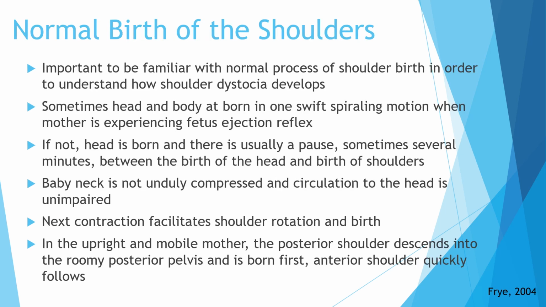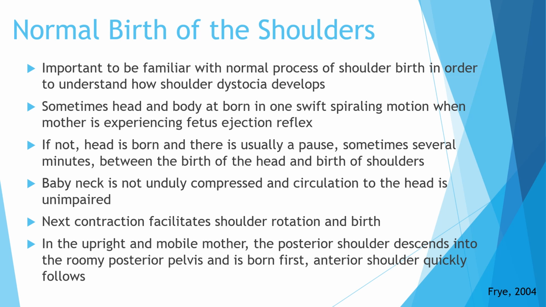Normal birth of the shoulders. It's important to be familiar with normal processes of the shoulders' birth in order to understand how shoulder dystocias develop. Sometimes the head and body are born in one swift motion, especially if she's had a baby before. It tends to be more normal restitution with first-time mamas.